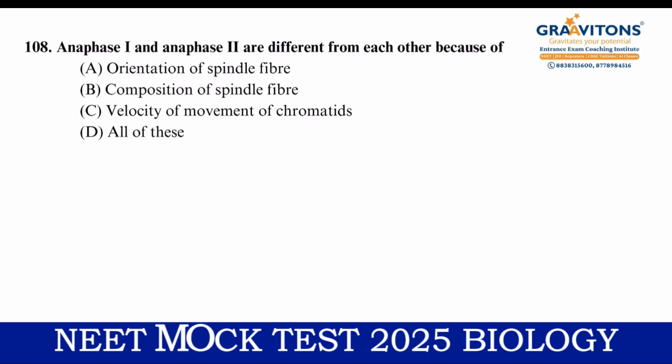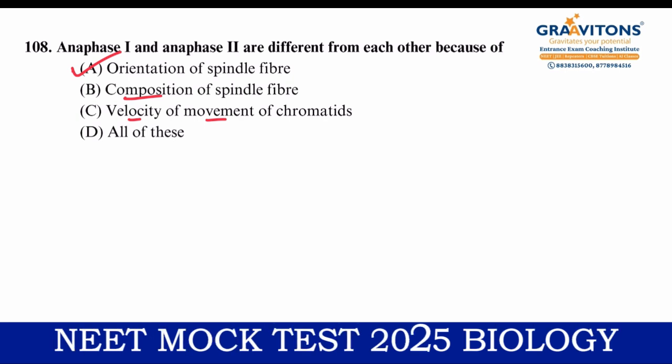Next question. Anaphase 1 and anaphase 2 are different from each other because of. This is a very important question again. The answer will be orientation of spindle fibers. Composition of spindle fiber will be the same for all the phases, and velocity of movement also will not change. But the orientation of the spindle fiber, where it is reaching and where it is getting attached, will definitely differ.